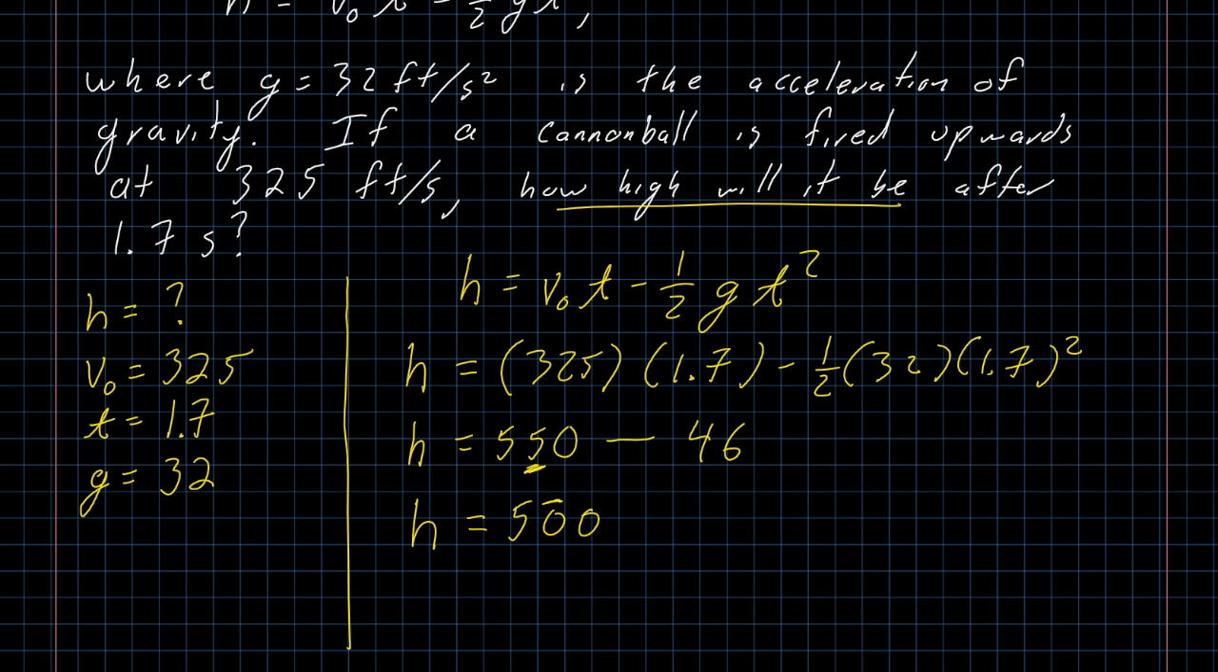And then looking at all of my units, I've got feet, feet per second, feet per second squared, and seconds. So from that, I could conclude that this was a measurement in feet, even if I didn't have what I do have, which is the units of feet given to me in the original statement of the problem.